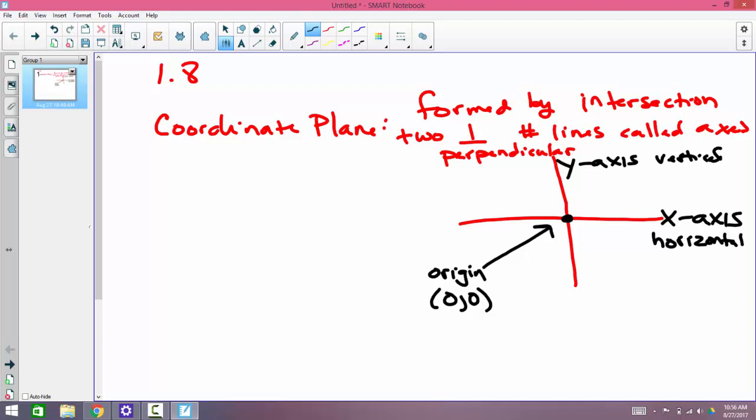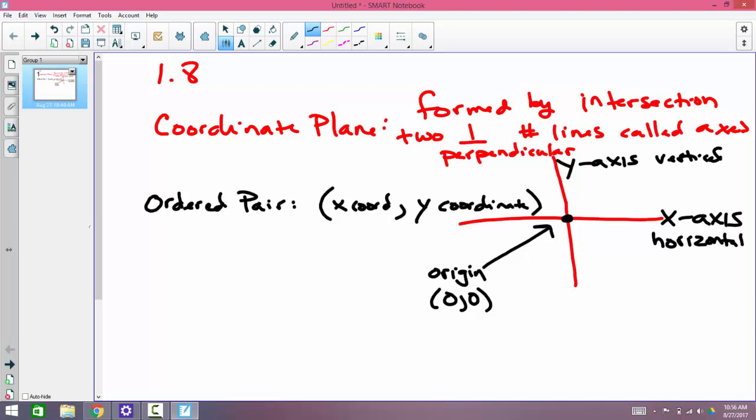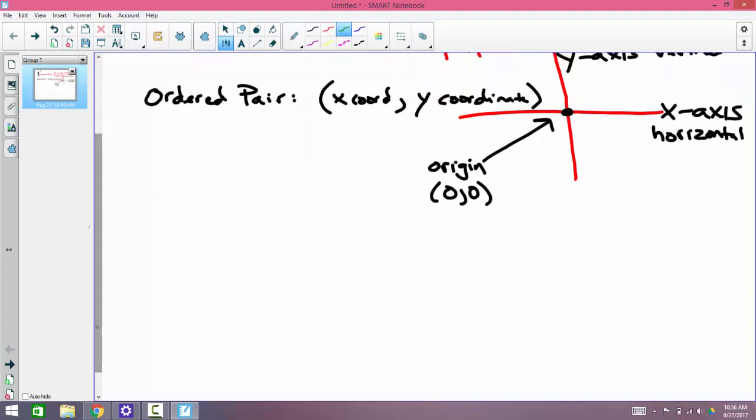And that brings us to the next word, which is ordered pair. So in an ordered pair, you write the x coordinate and then the y coordinate. So if I draw a coordinate plane, I'm going to do one more before I go on. Quadrants.